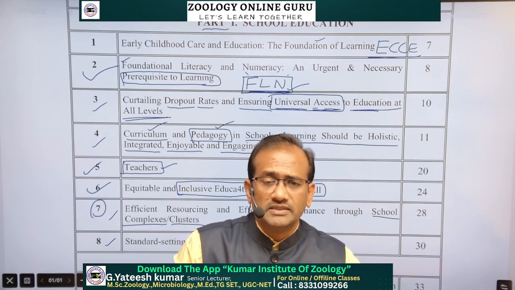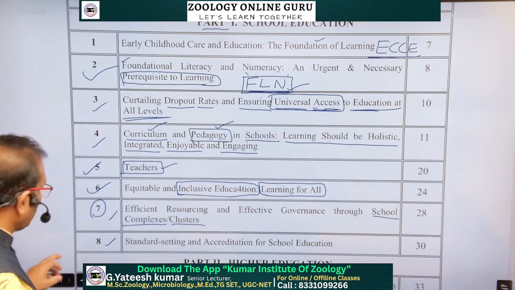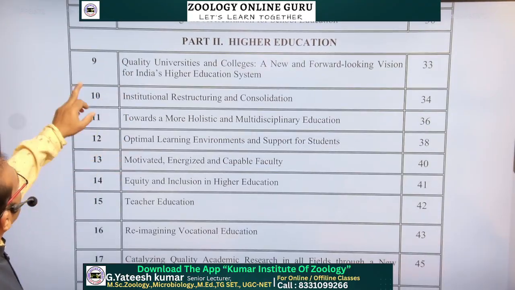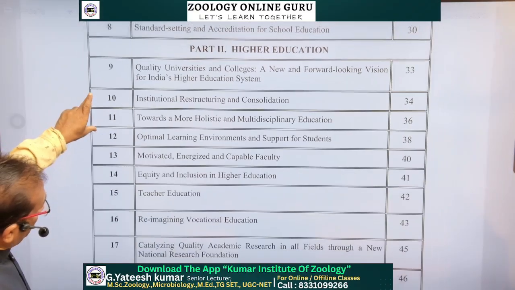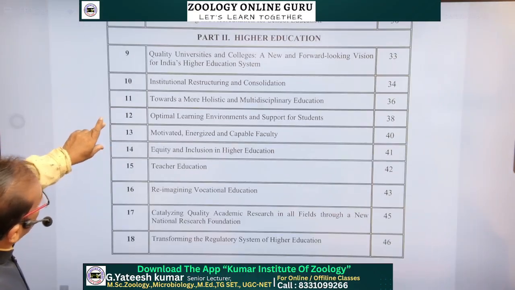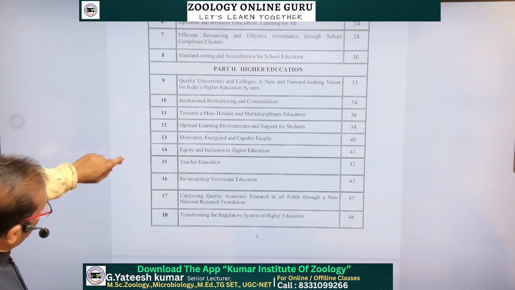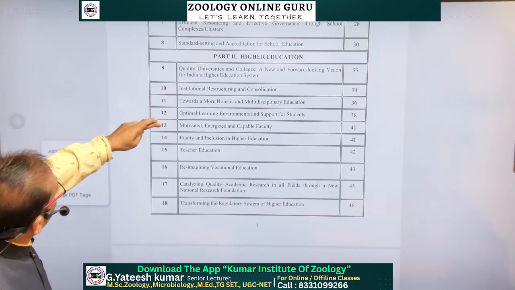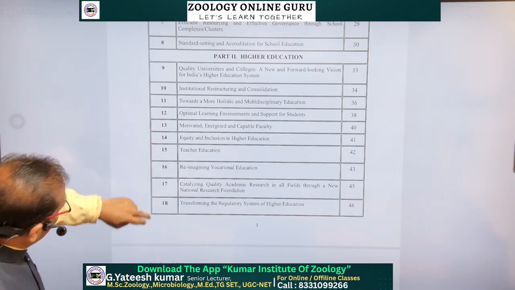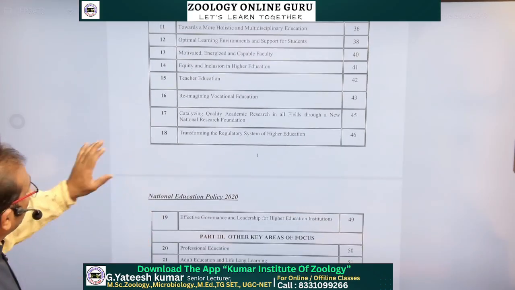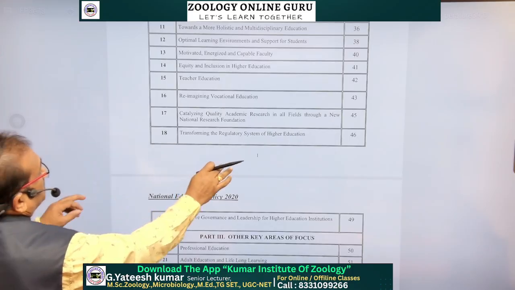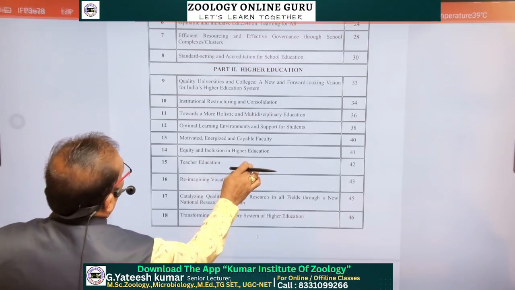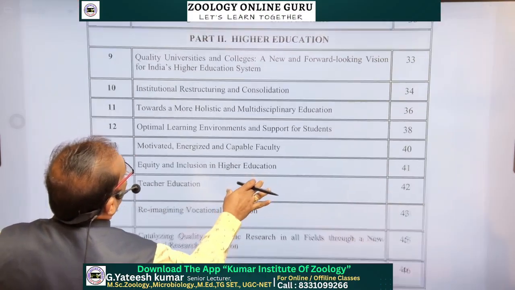Coming to the second part, that is higher education. So part 2 deals with higher education. In higher education, look here, how many chapters there are is also important. In higher education we have 11 chapters. So 1, 2, 3, 4, 5, 6, 7, 8, 9, 10, and the 11th one. So 11 chapters are present in part 2 of higher education in the main document of NEP 2020.